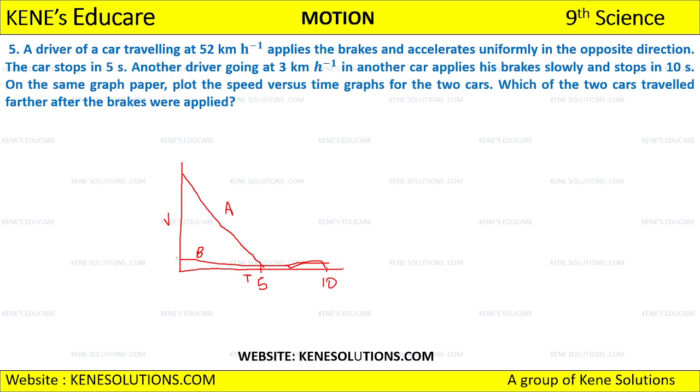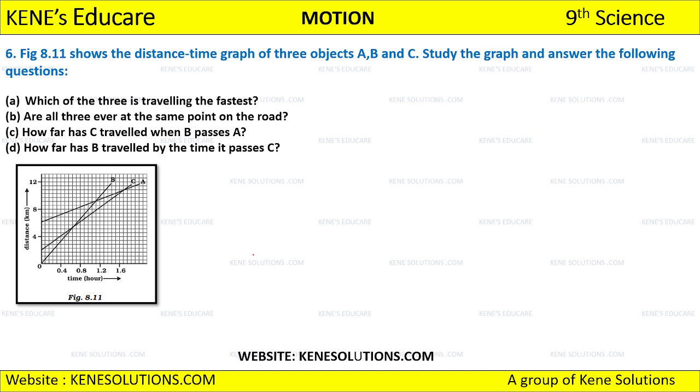Now for all the questions that we have, I'll just let you know the formula that we can apply. Okay, so see, now we have the 6th question: figure 8.11 shows the distance time graph of objects A, B and C. Study the graph and answer the following questions. Now tell me which of the three is traveling the fastest. So see, because the slope of line B is the greatest, right? So it is traveling at the fastest speed.